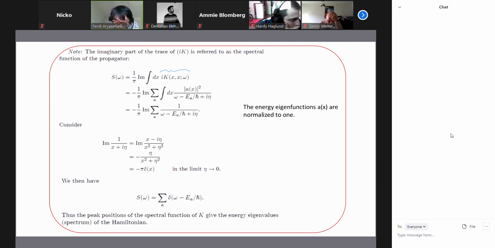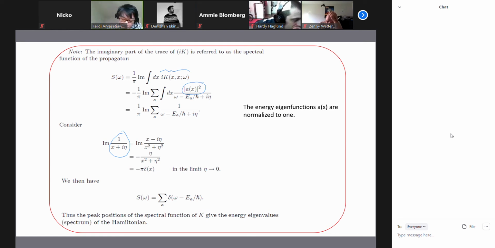That we can easily see because we take the trace, then we get the square of the eigenfunctions, and when we integrate over the space, that just gives me 1, because eigenstates are normalized to 1. So this is one thing that we should also know, that if we have an expression like 1 divided by x plus I times an infinitesimal, and take the imaginary part of that, that is actually equal or proportional to a delta function.